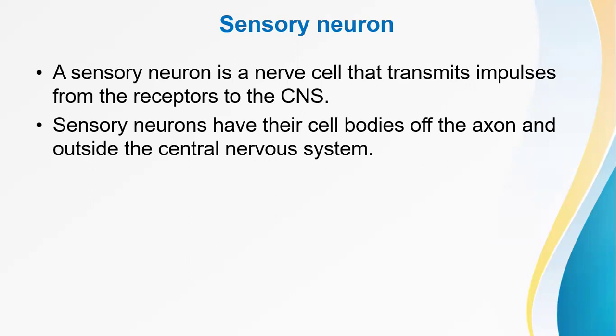So the sensory neuron acts in contrast to the motor neuron. The sensory neurons are the ones that give the information to the central nervous system. Now the central nervous system, after processing the information received, gives the response. Now that response is carried out by the motor neurons.